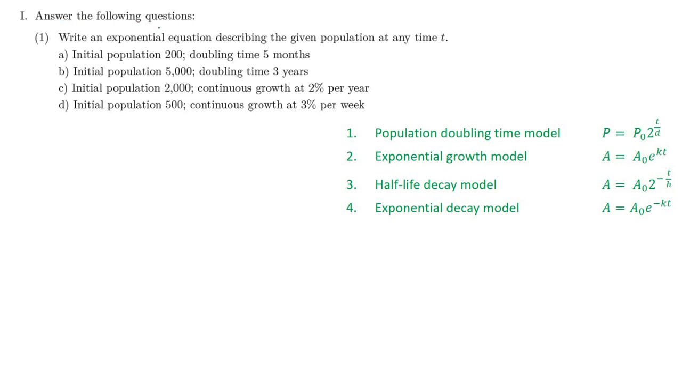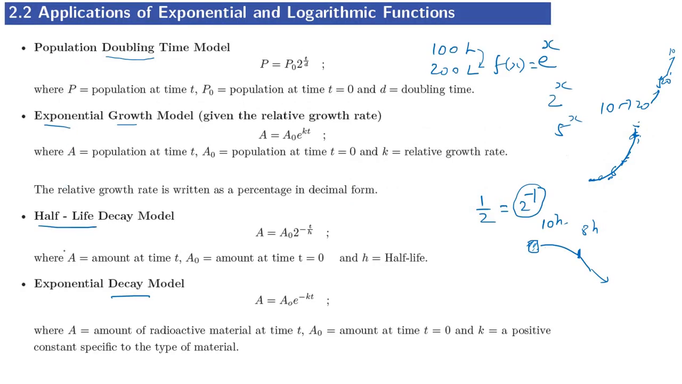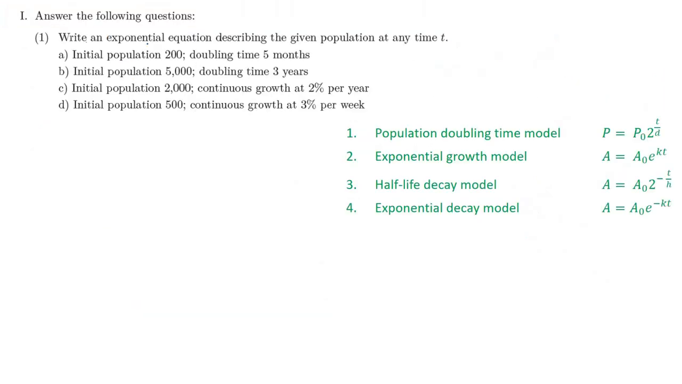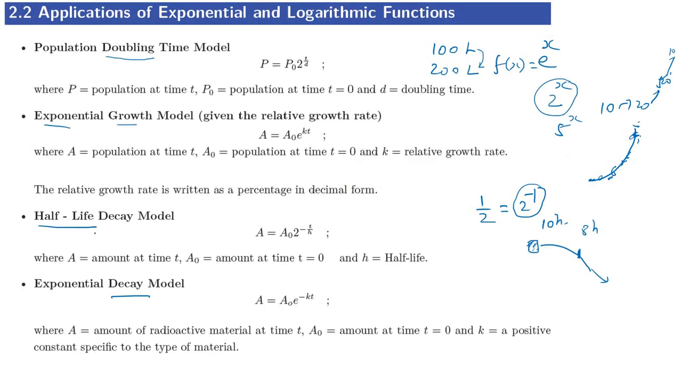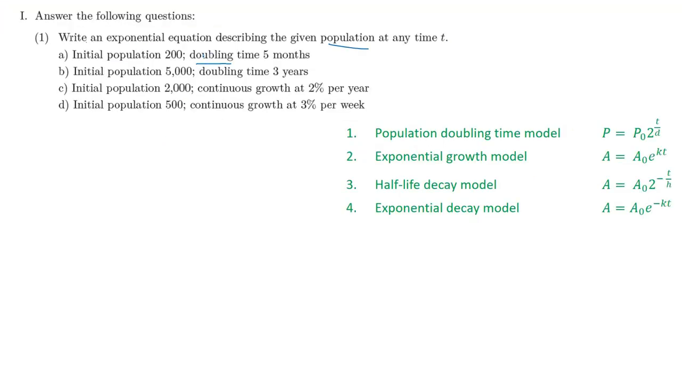Anyway, first question: answer the following questions. Write an exponential equation. See here, when you see the word exponential, don't think it is always e. It may be 2 power also. This is also exponential. So write an exponential equation describing the given population. Now this is the keyword: at any time. In problem A, initial population is 200, doubling time. The word doubling is the main keyword here. This word doubling is not occurring at any other place. So in this case, use this rule.